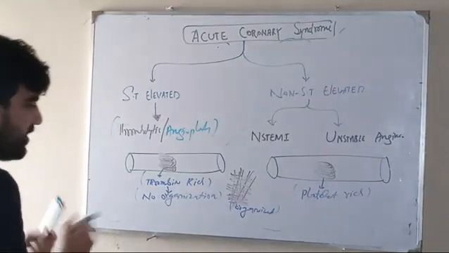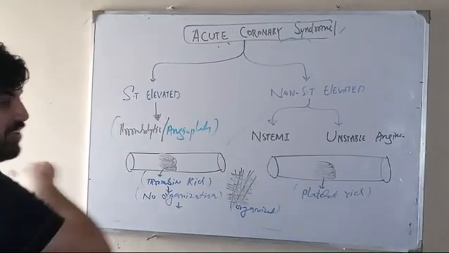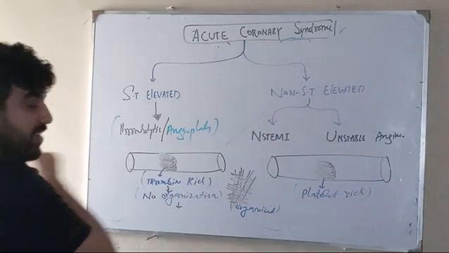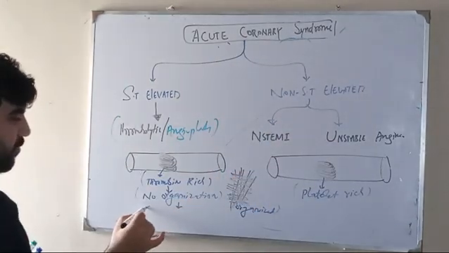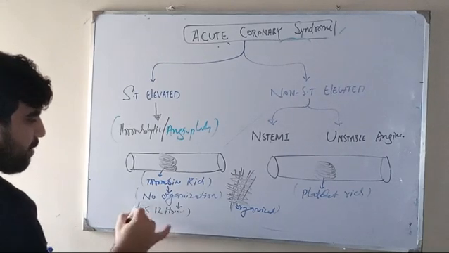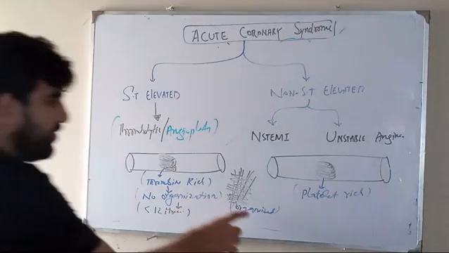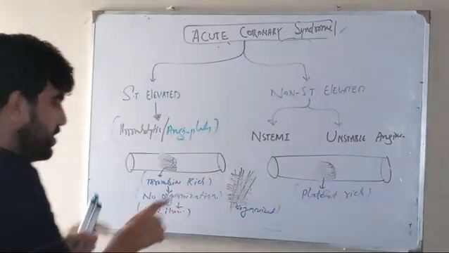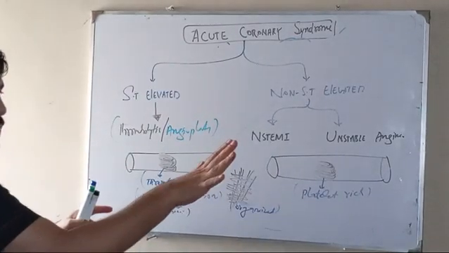So when there is no organization, thrombolytics can dissolve this clot. That is the reason that within 12 hours we have maximum benefit, because there is no organization. If there is no organization, the thrombolytics can dissolve this clot.